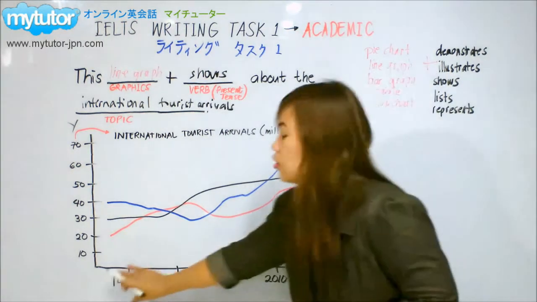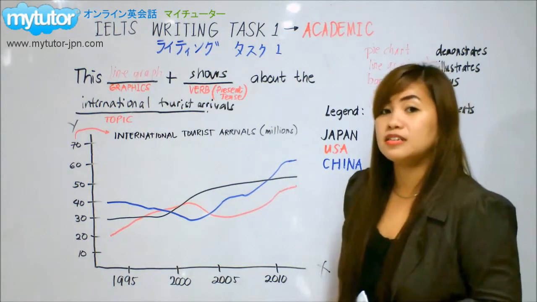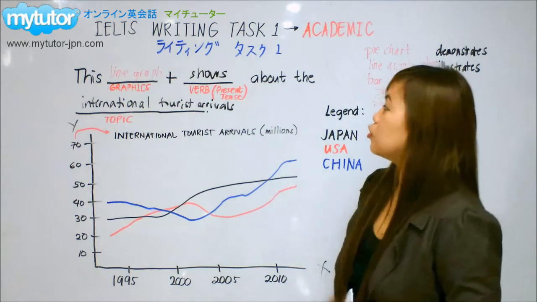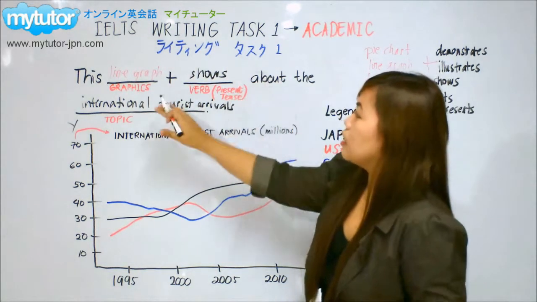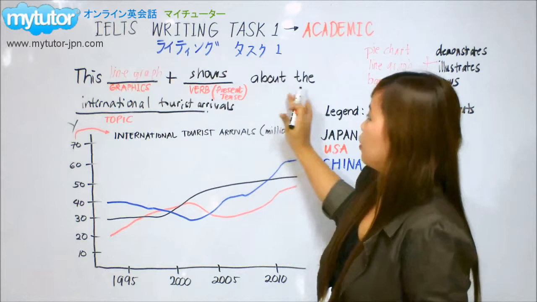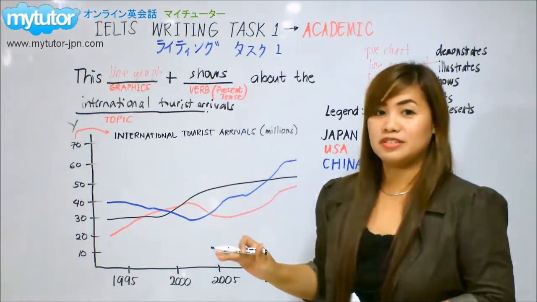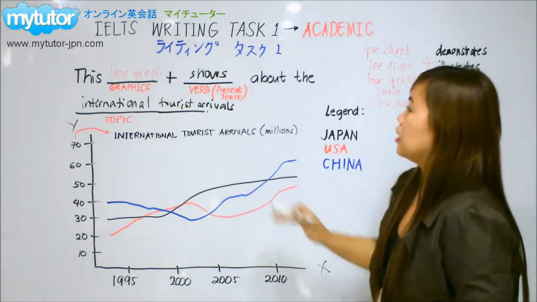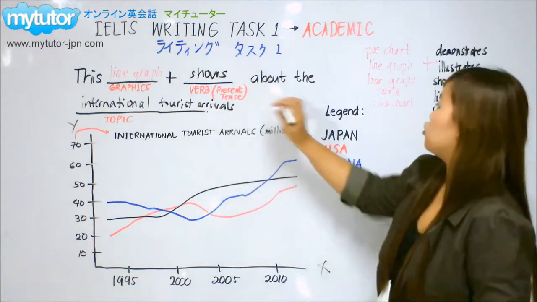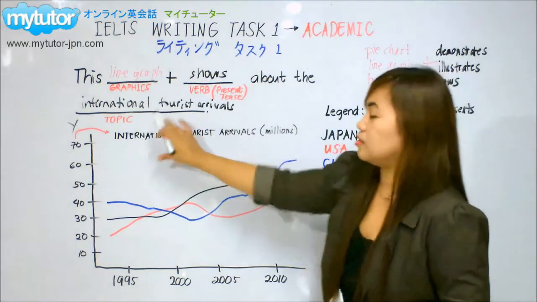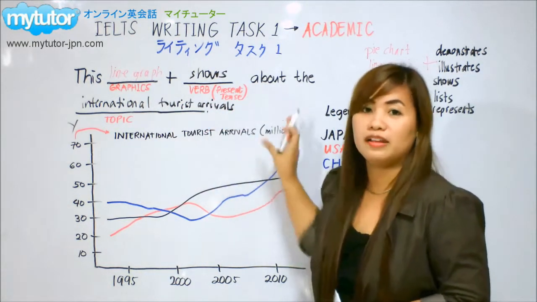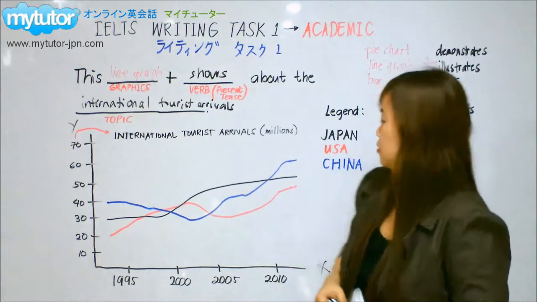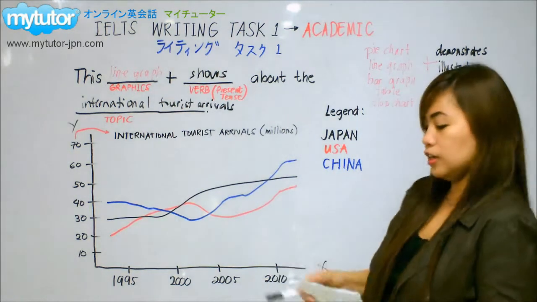Also, the year or the time range we will talk about in the second sentence, so we will discuss that later. So this is our first sentence: this line graph shows about the international tourist arrivals. It's very simple. You can say this pie chart demonstrates about the sales of cars in Japan. Like that, so it's very clear.